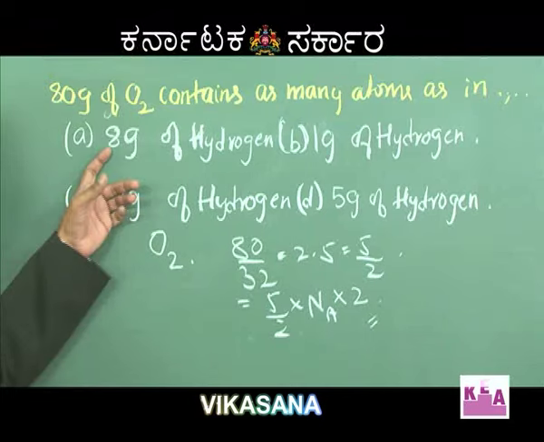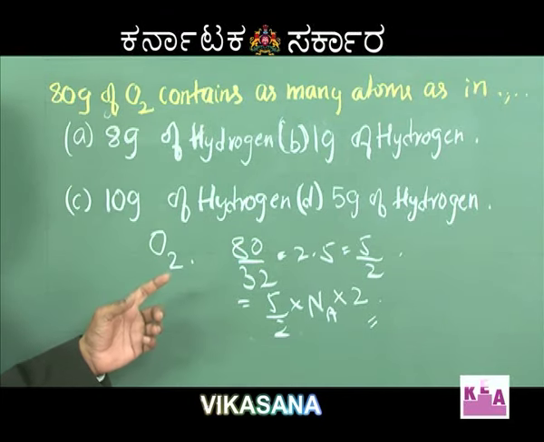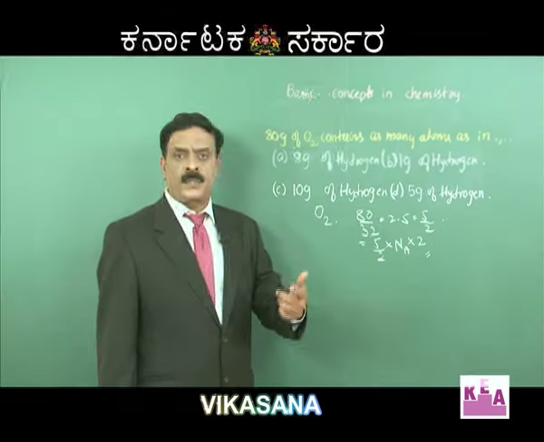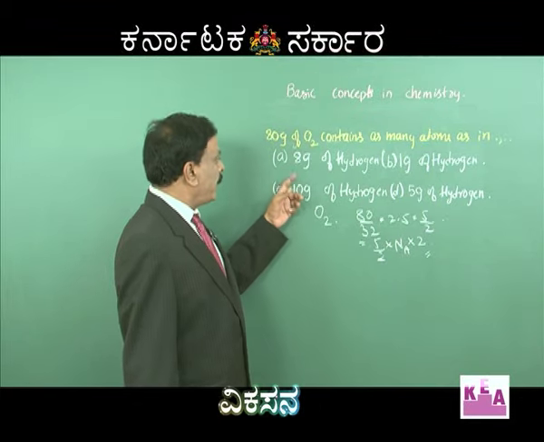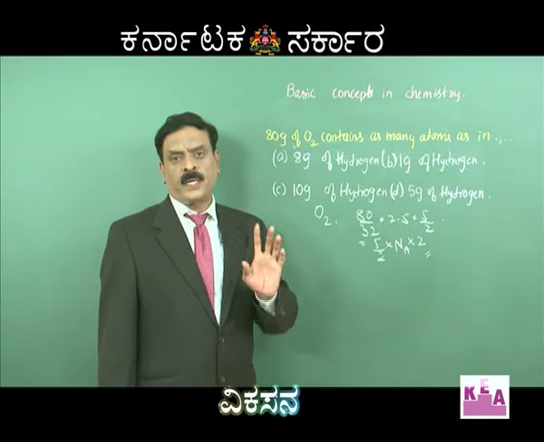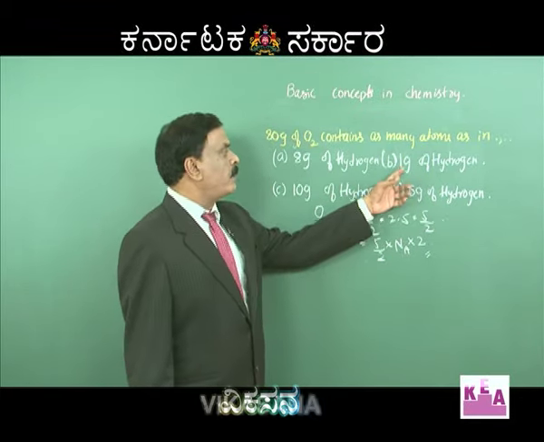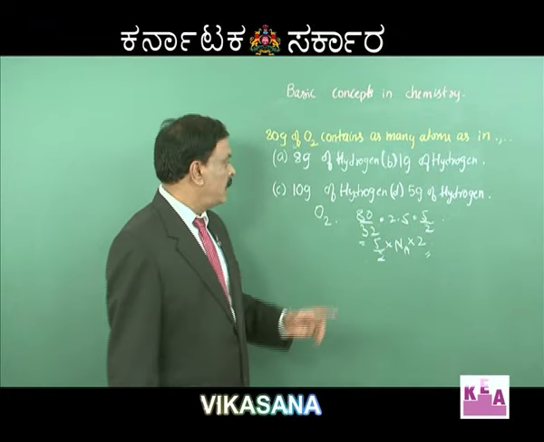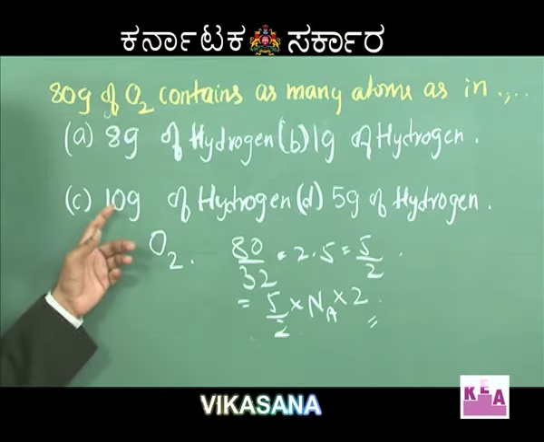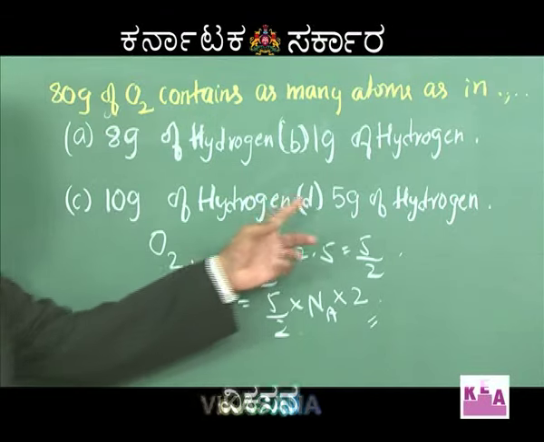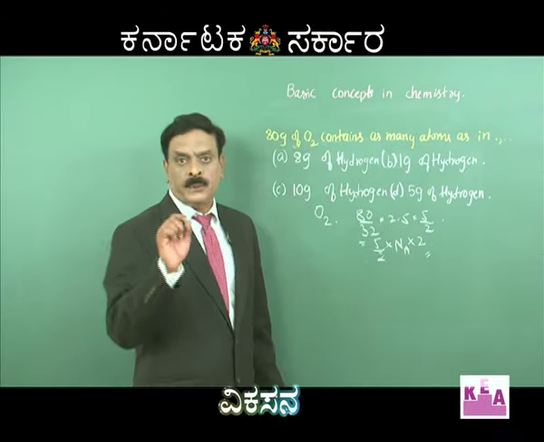Now, the first option is 8 grams of hydrogen. The number of moles in 8 grams of hydrogen is 8 by 2, where 2 is the molecular mass of hydrogen. The number of moles in 1 gram of hydrogen is half, and in 10 grams of hydrogen is 10 by 2, that is 5, and in 5 grams of hydrogen it is 5 by 2.